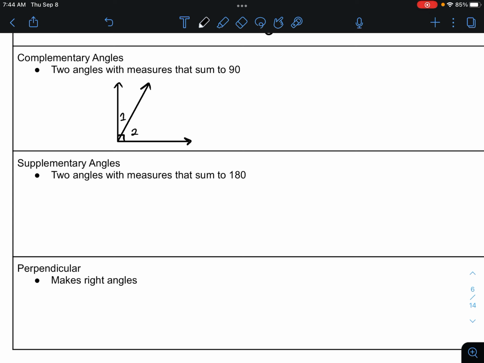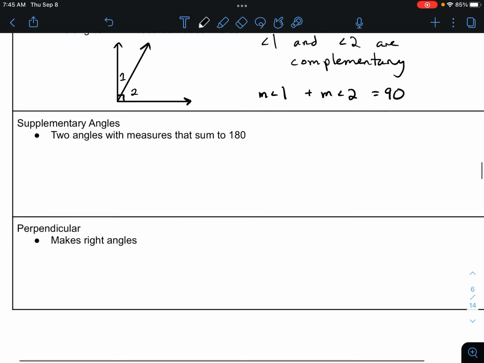And so if I call this angle 1 and angle 2, we can say that angle 1 and angle 2 are complementary. All right, so angles 1 and 2 are complementary. We also know that the measure of angle 1 plus the measure of angle 2 is equal to 90. All right, that's their measure.